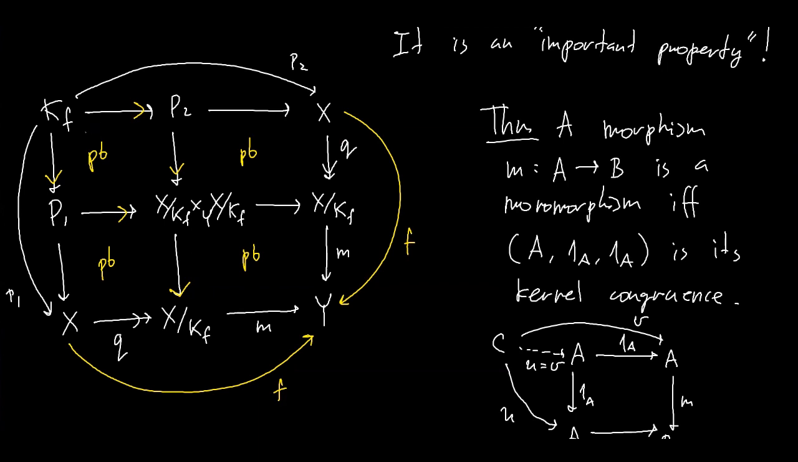Would that make identity going from... what would that make the composite?